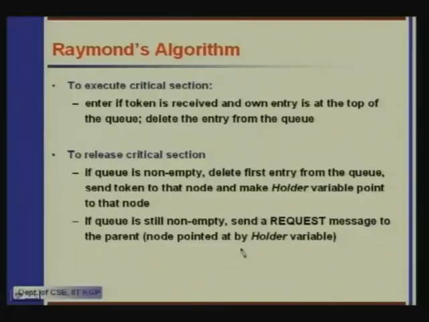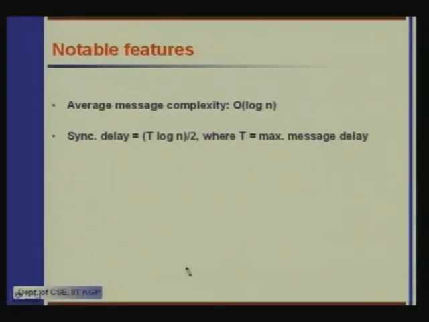Now, we want to sum up this algorithm and whatever we have done in the mutual exclusion topic. Okay, let us first look at the complexity of this. For this algorithm, the average message complexity is order of log n, assuming that the height of the tree on an average will be log n, right, but in the worst case it can become order n also.